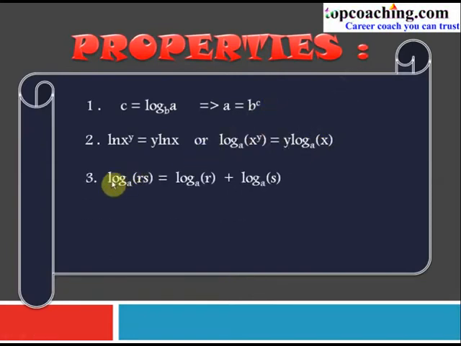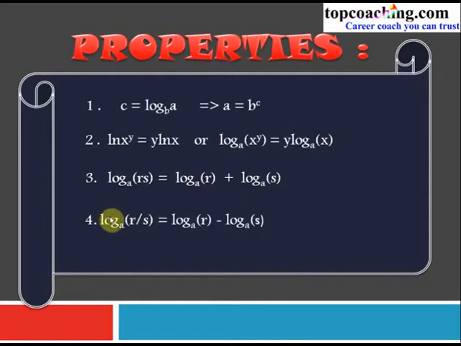The third property is, log of r into s base a is equal to log of r base a plus log of s base a. So if we have to find out the logarithm of the product of two numbers, then that would be equal to the logarithm of the first number plus the logarithm of the second number, and the base is the same, a. So the log of rs to the base a would be equal to log of r base a plus log of s to the base a.